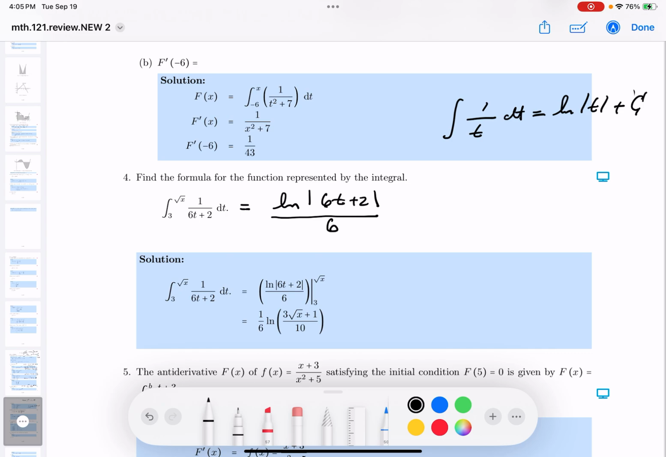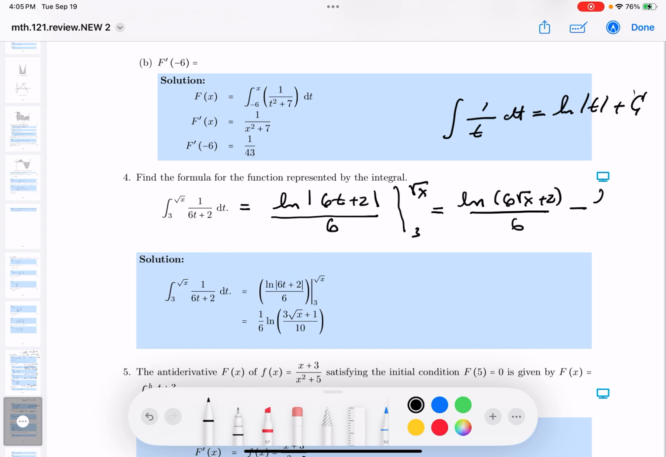So what I'm going to do now is just the limits of integration. I'm not going to put the c down because this is a definite integral. And what's that go from? 3 up to root x. Let's put that down. What are you going to get? The natural log. Well, I think I could move the absolute value. I'll tell you why. 6 root x plus 2 is always going to be positive. So I'll write this in parentheses. 6 root x plus 2 over 6 minus the lower limit.